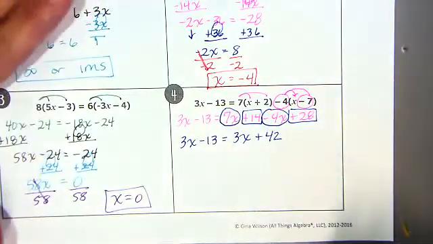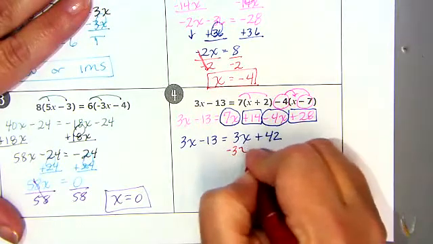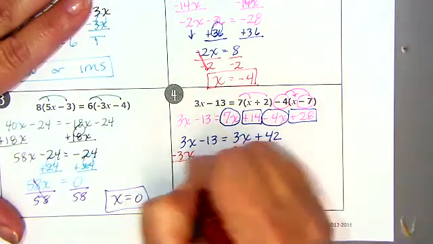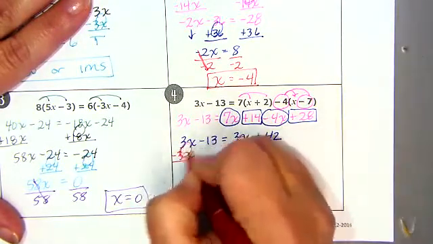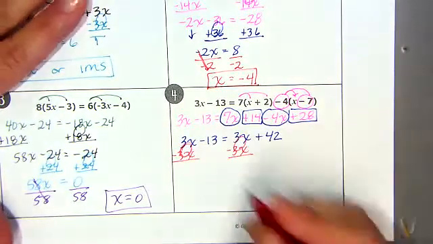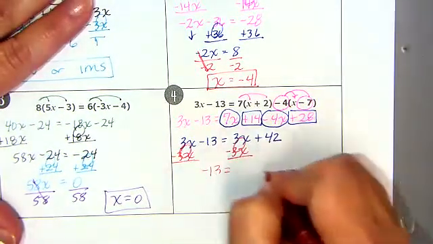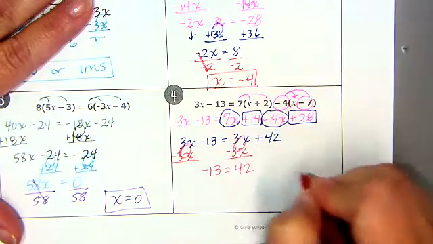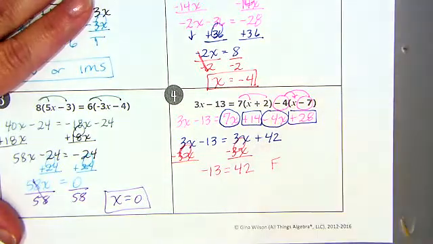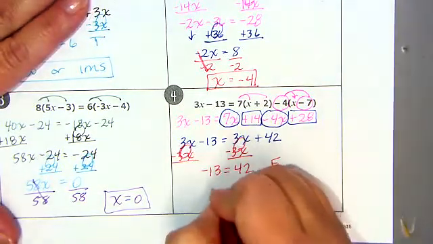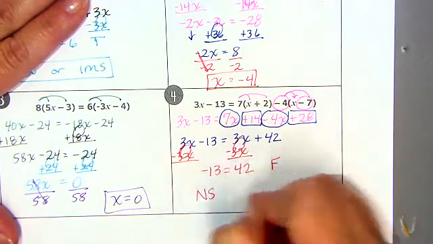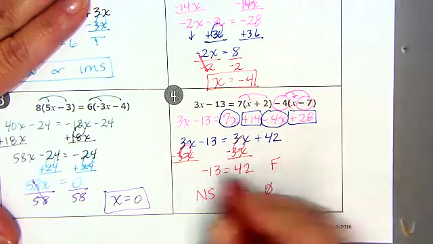And now we start to solve. So I'm going to subtract 3x from both sides. Both of these cancel out. My variables go away, and I'm left with negative 13 equals 42. This is a false statement. Since it's a false statement, then this is going to be no solution, or the empty set symbol.